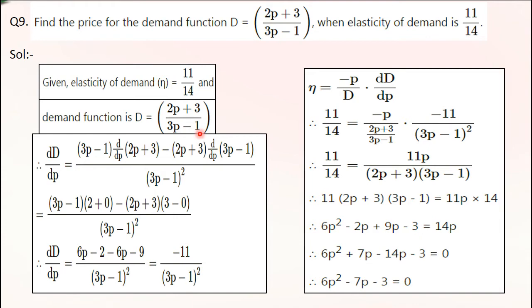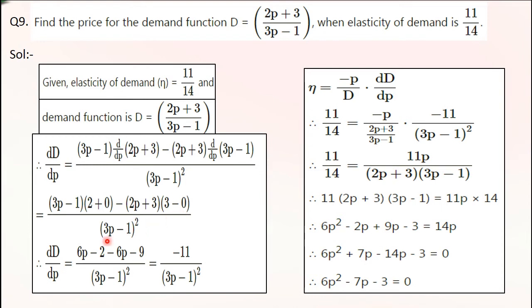So, we will differentiate this with respect to P, that is dD by dP is equal to, again we use the quotient rule: the denominator into derivative of numerator minus numerator into derivative of denominator, divided by denominator square. That is (3P minus 1) into derivative of (2P plus 3), which is 2 plus 0, minus (2P plus 3) into derivative of (3P minus 1), which is 3 minus 0, divided by (3P minus 1) the whole square.